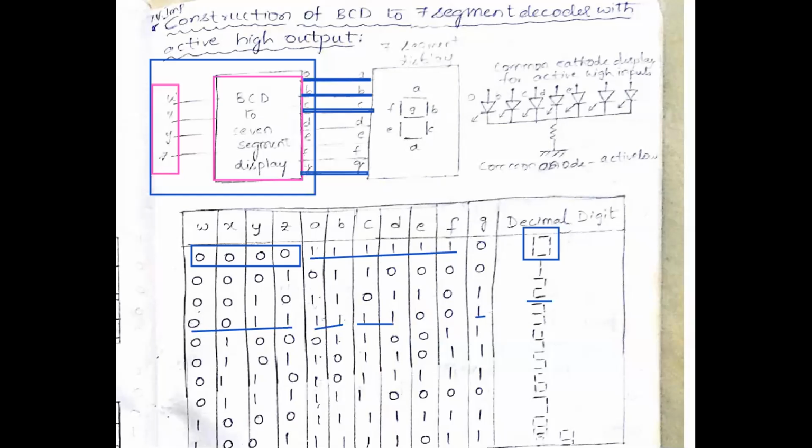Can anyone explain once? If I want to glow 6, to glow 6, look, 0, 1, 1, 0. For 6, which LEDs need to come here? In order to glow the 6, except B, look, except B, all the LEDs are glowing. All the LEDs glow, and 6 gets displayed. Similarly for 9, except E. If you want to glow the 9, except E, all the LEDs have to be glowed.